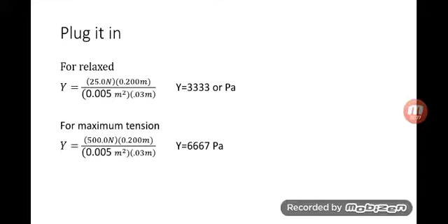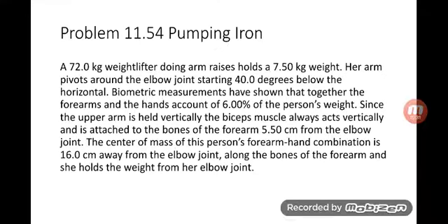Anyways, now let's move on to the even harder question. So a 72.0 kg weightlifter doing arm raises holds a 7.50 kilogram weight. Her arm pivots around the elbow joint starting 40 degrees below the horizontal. Biometric measurements have shown that together, the forearms and hands account for 6% of the person's weight.